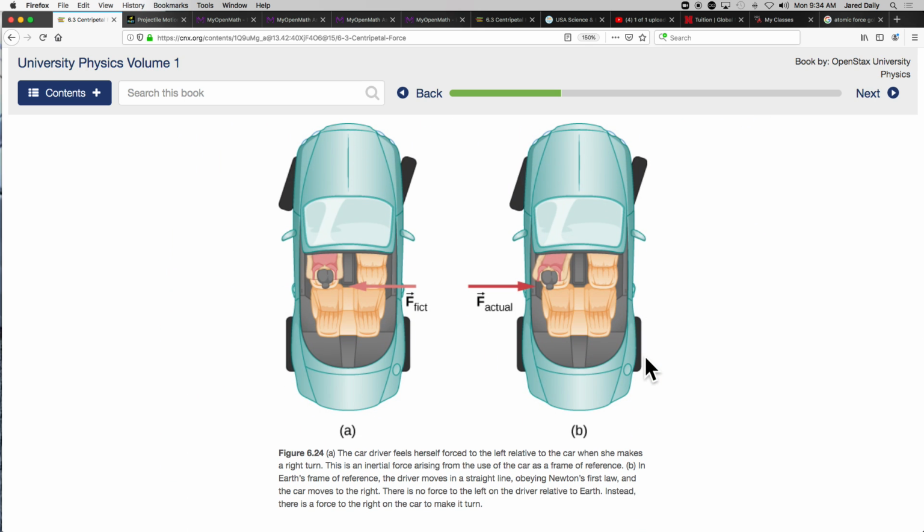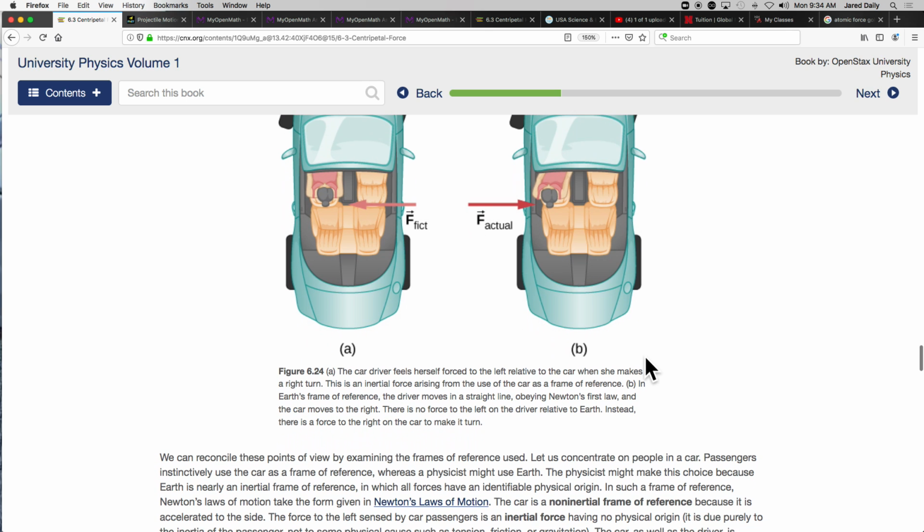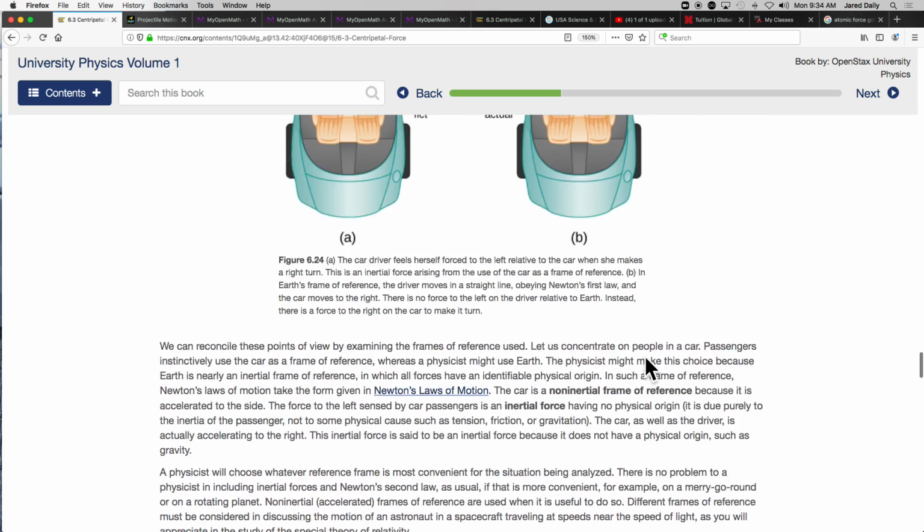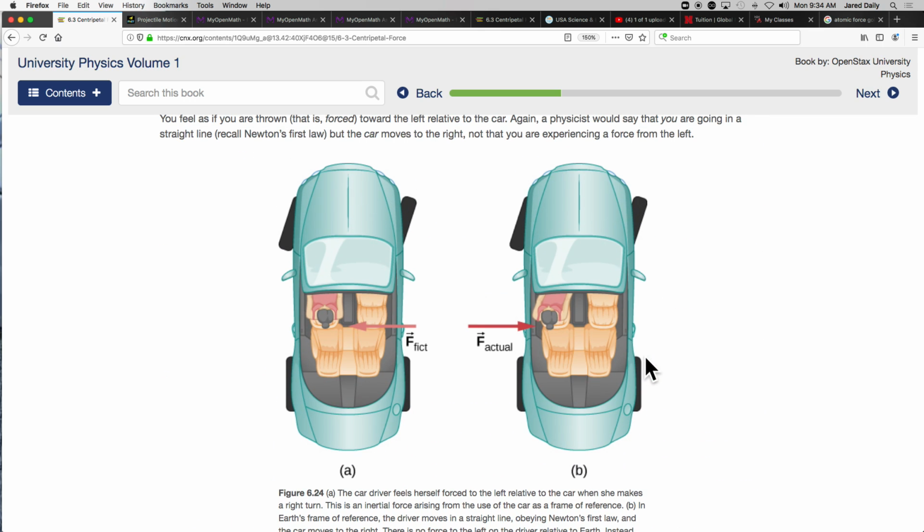So now we're going to introduce you to a couple of fictional forces, not frictional, but fictional. We call these pseudo forces.